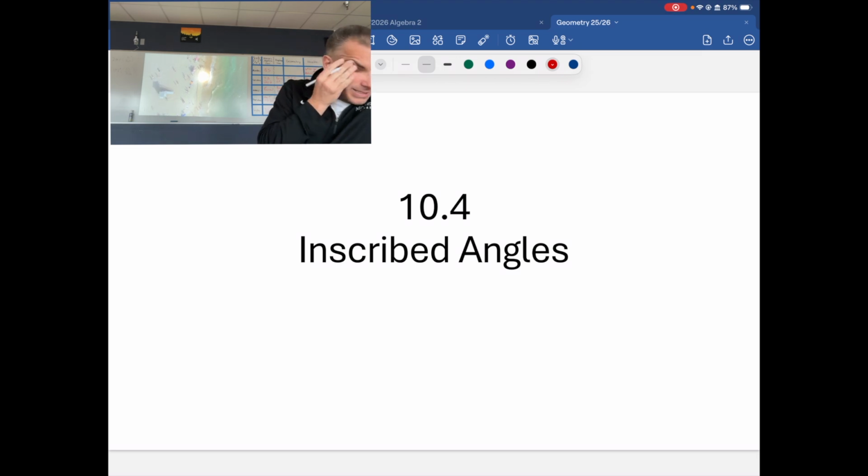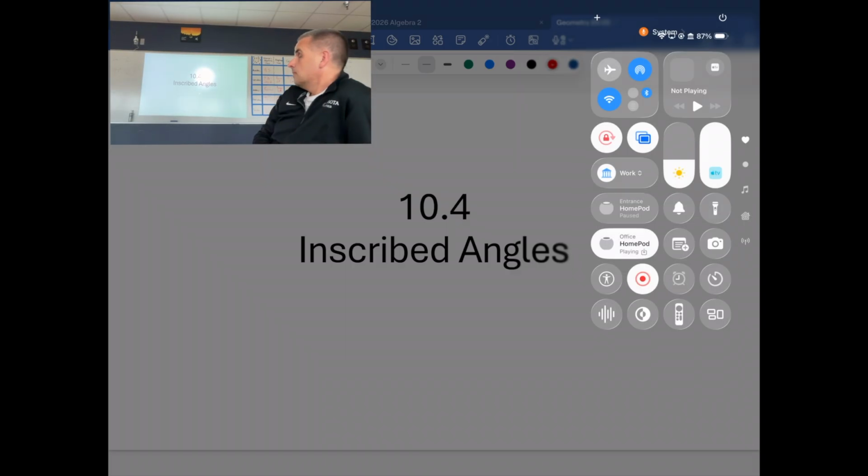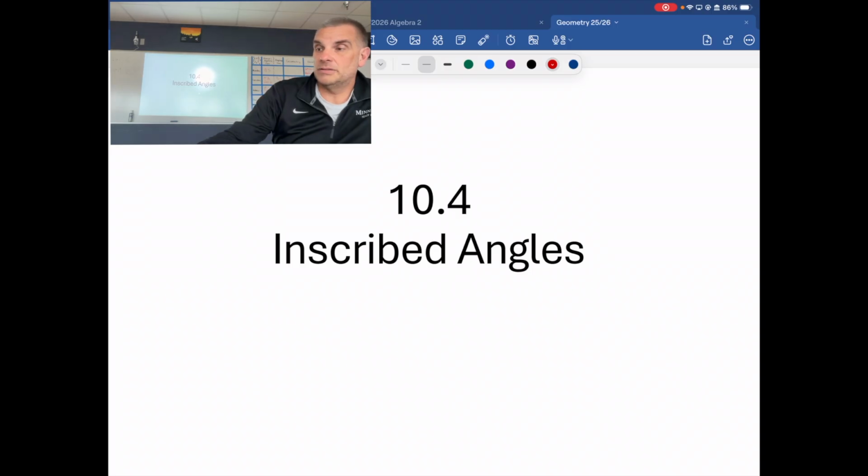Today's main topic is inscribed angles and what we have to do with inscribed angles. The whole goal today is to, one, learn the definition of what inscribed angles are, and then we also want to be able to solve different problems with those inscribed angles. You have your guided notes here, so you don't have to do too much copying these things down.